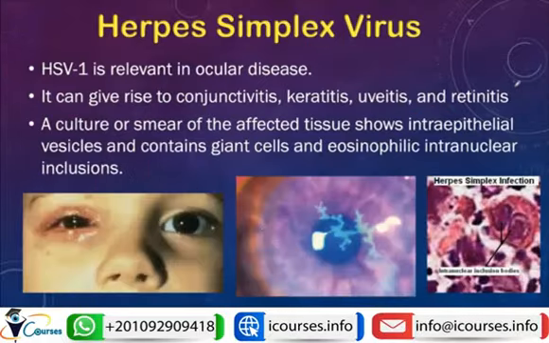Starting with the herpes simplex virus. In herpes simplex virus infection, there are 2 types of herpes simplex. We have the herpes simplex type 1, which causes infection above the waist, while herpes simplex type 2 causes infection below the waist, or the genital herpes. So what is the most common in ophthalmic practice is the herpes simplex type 1.